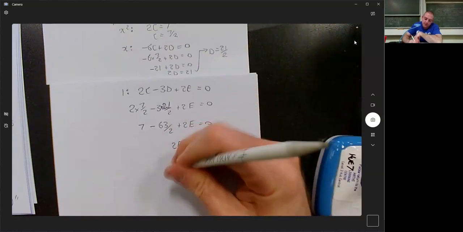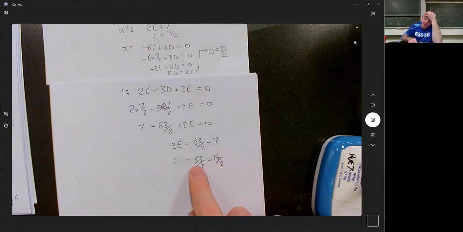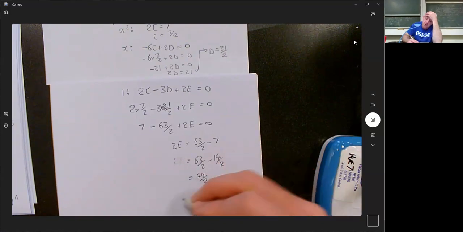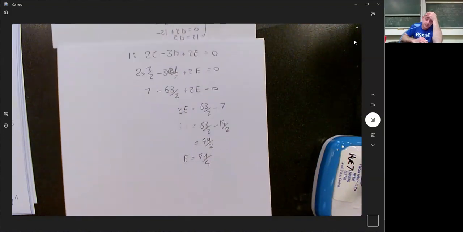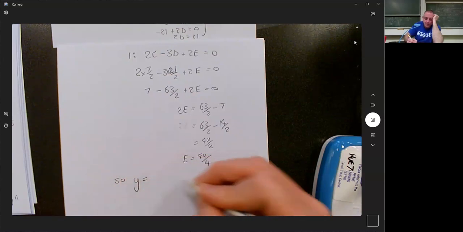What is that? So 7 is 14 over 2. 63 minus 14 would be 49. Cool. And so e is 49 over 2 divided by 2 again, which is 49 over 4. I may have made arithmetic mistakes along the way. Sorry if I did.